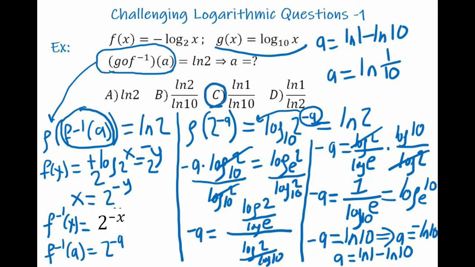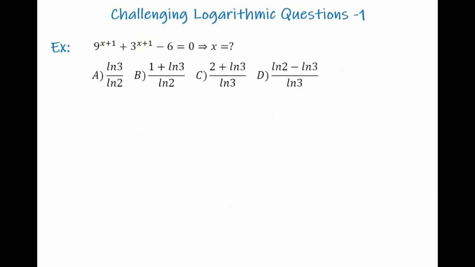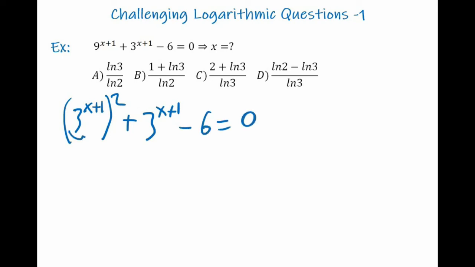And let's continue with our last question. Guys, in this question, again, we are asked to find the value of x. For the given function, we can write the function as following. Instead of 9, I'm going to put 3 to the power of x plus 1 to the power of 2, plus 3 to the power of x plus 1 minus 6 is 0. Instead of 3 to the power of x plus 1, I'm going to represent this value as t. And then my question becomes t squared plus t minus 6 is 0. And then the question becomes a quadratic equation.